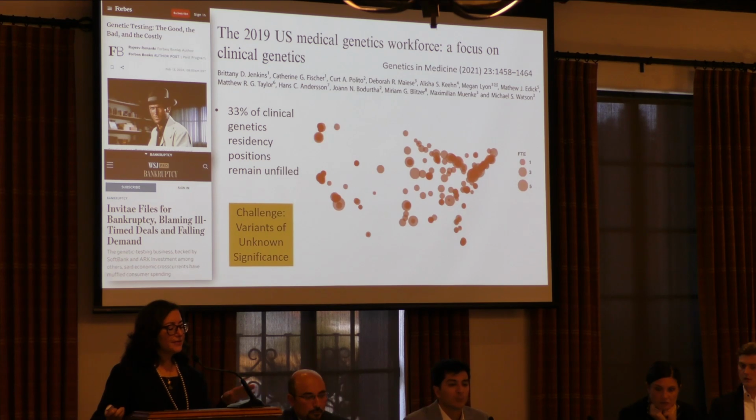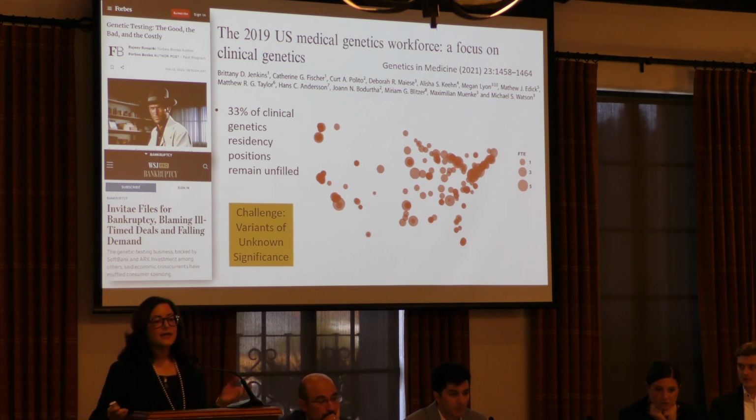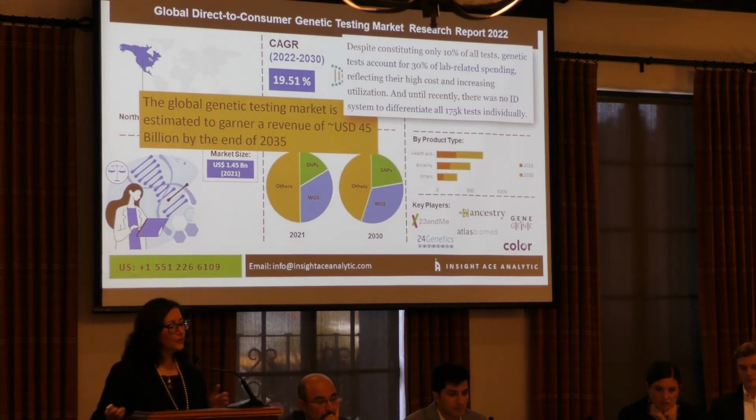The other problem is variants of unknown significance. The more genetic testing we do, and in populations that are underrepresented, there's a chance that the variant will be classified as a variant of unknown significance, just because we have no way to predict the biological impact of that variant. Also, the direct-to-consumer genetic testing market is booming. This is a multi-billion-dollar industry, and people are interested. Those who have the means are interested.